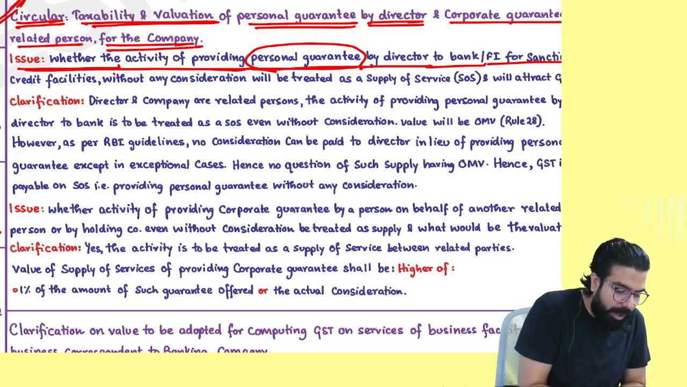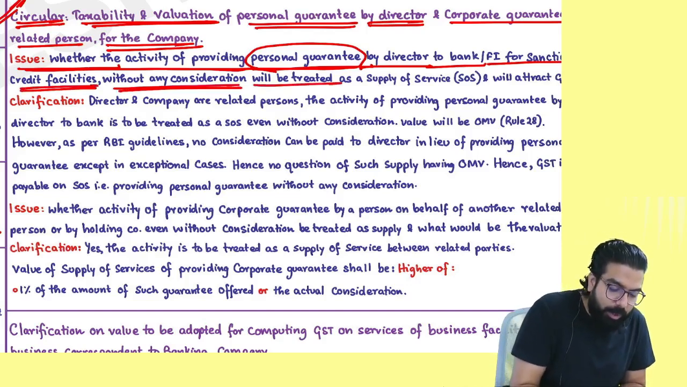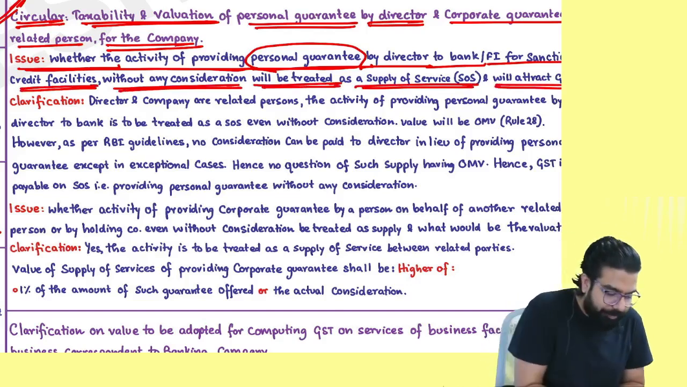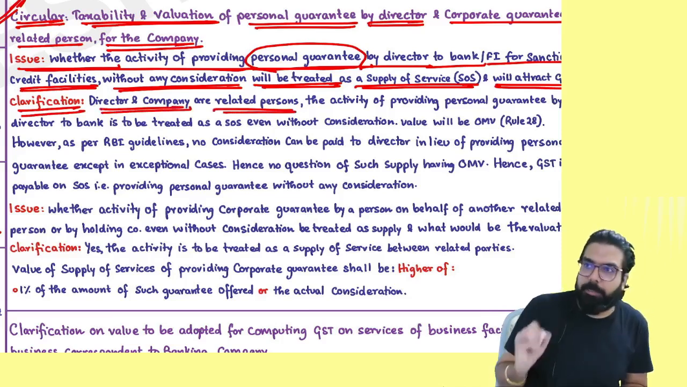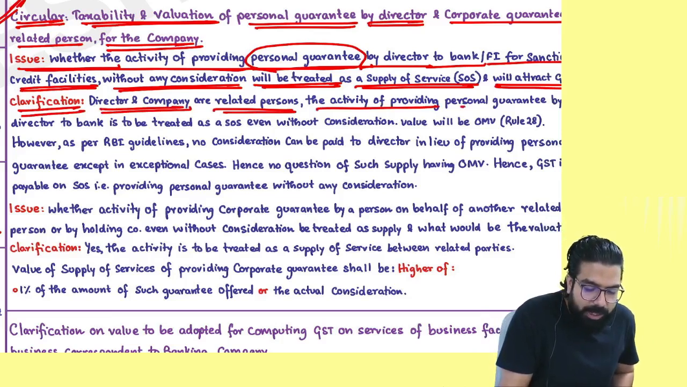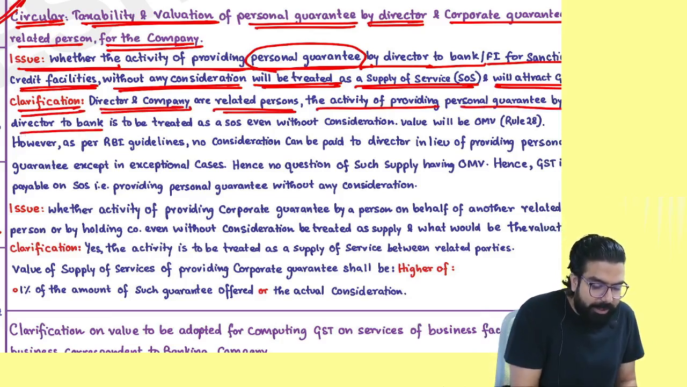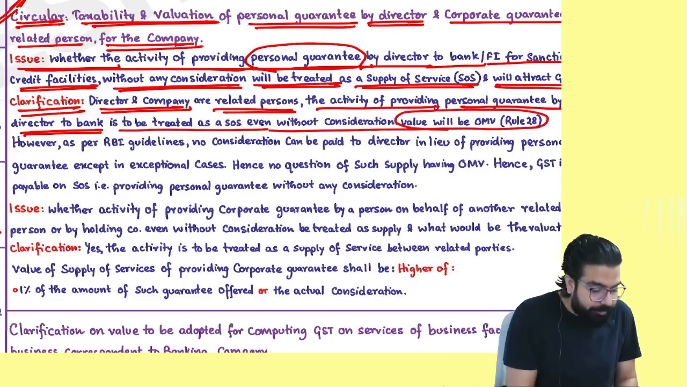See here. Whether the activity of providing personal guarantee by the director to the bank or financial institution for sanctioning of credit facility without any consideration will be treated as supply of service and will attract GST. Clarification: director and companies are always related persons. The activity of providing personal guarantee by the director to the bank is to be treated as supply of service even without consideration. Rule number 28.